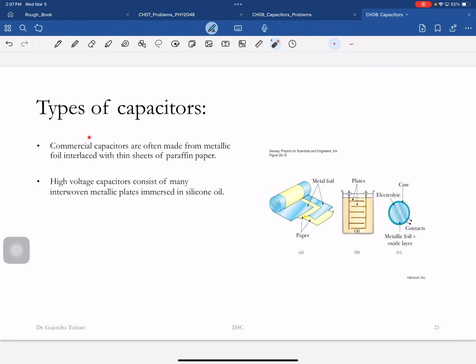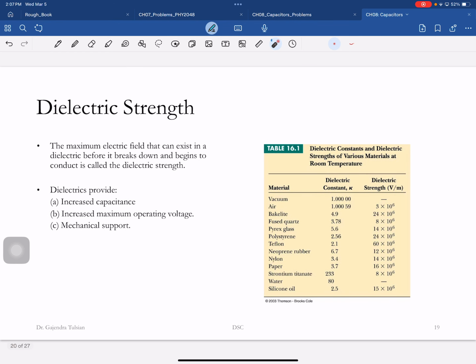So here are types of capacitors. You can make them with metal foils. These are metal plates in oil, so the dielectric is the oil there. Silicone oil, the dielectric constant is 2.5 and the dielectric strength is 5 times greater.